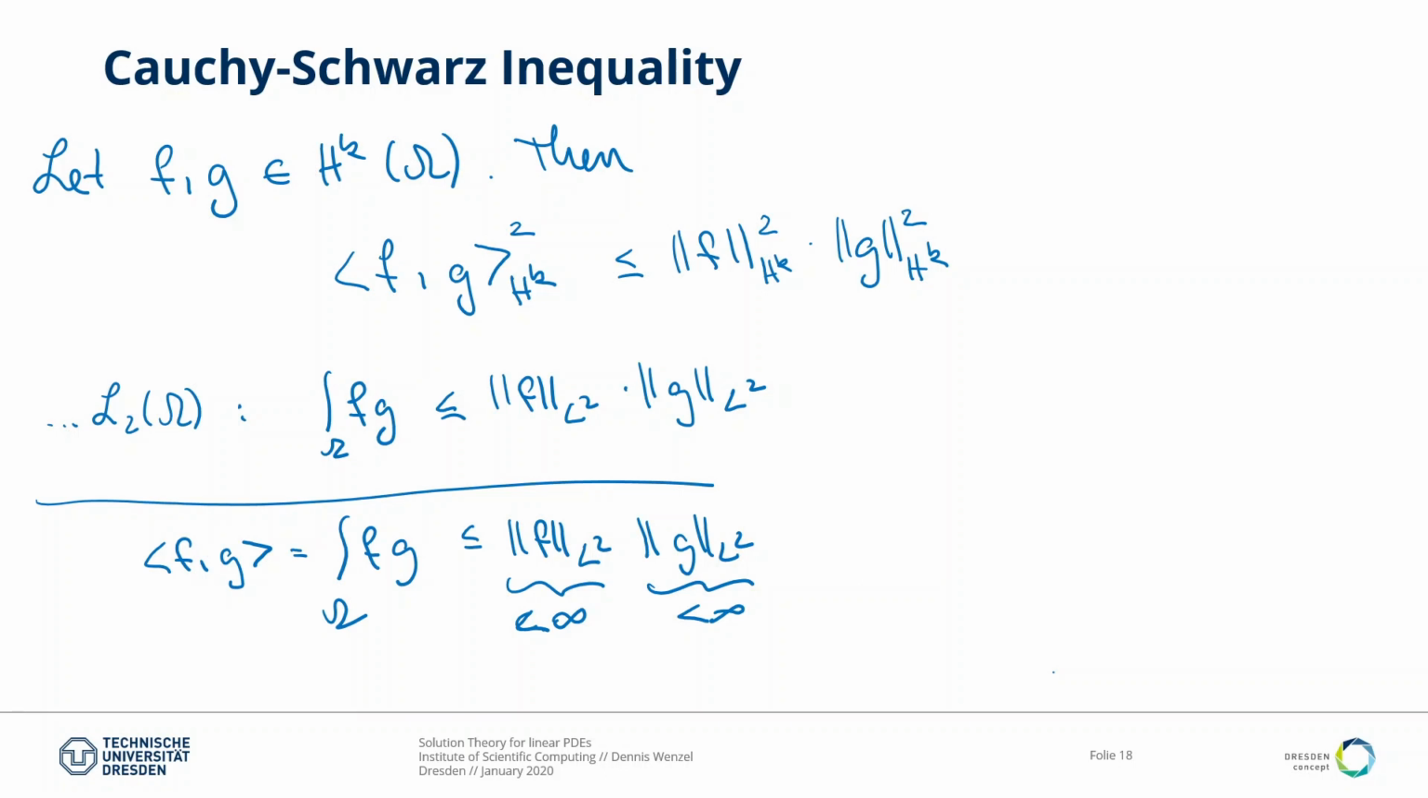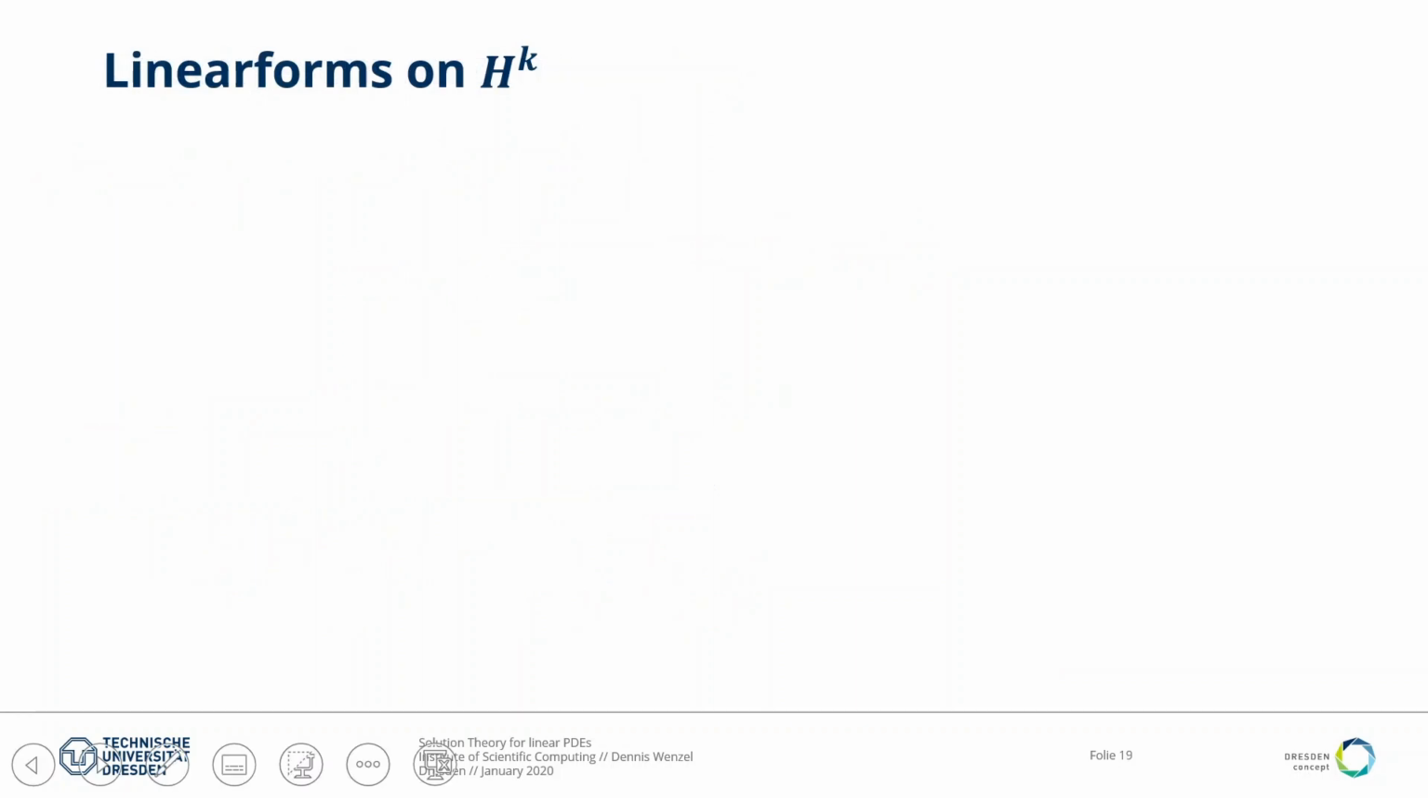Okay, now after talking about the norms and also the scalar products, we come to a generalization of functions and scalar products, and we talk about bilinear forms and linear forms. Firstly, the simple linear forms. The linear form is a special type of function. So a linear form on the space HK is a function that maps from this space into the real numbers.